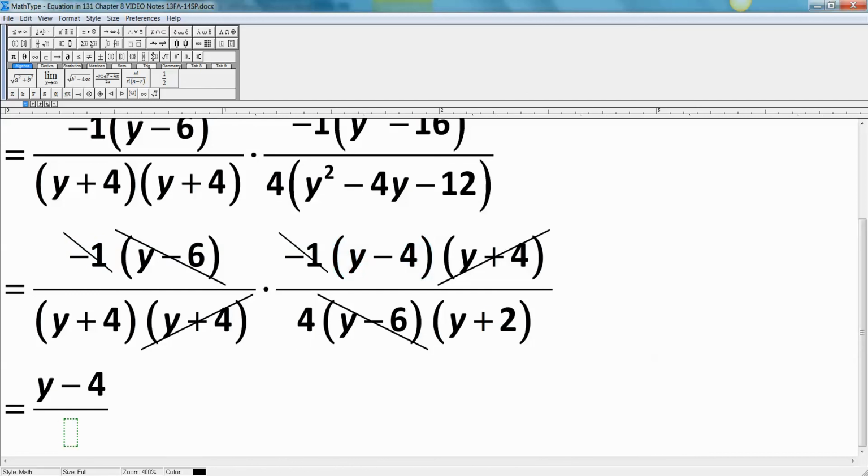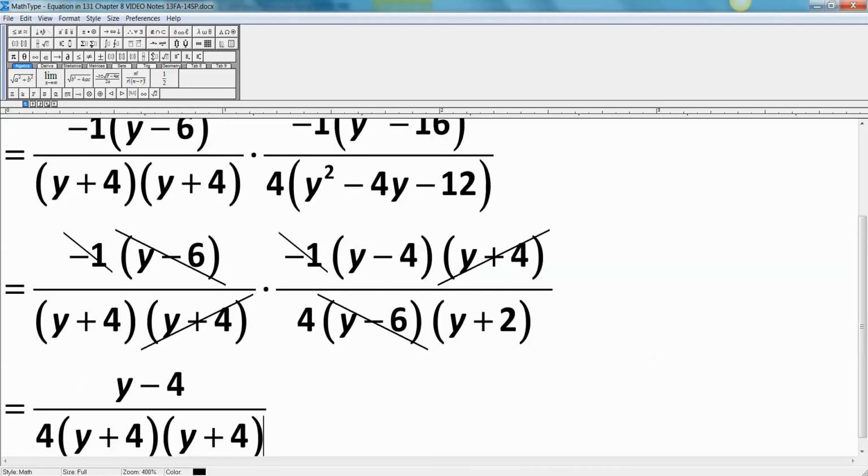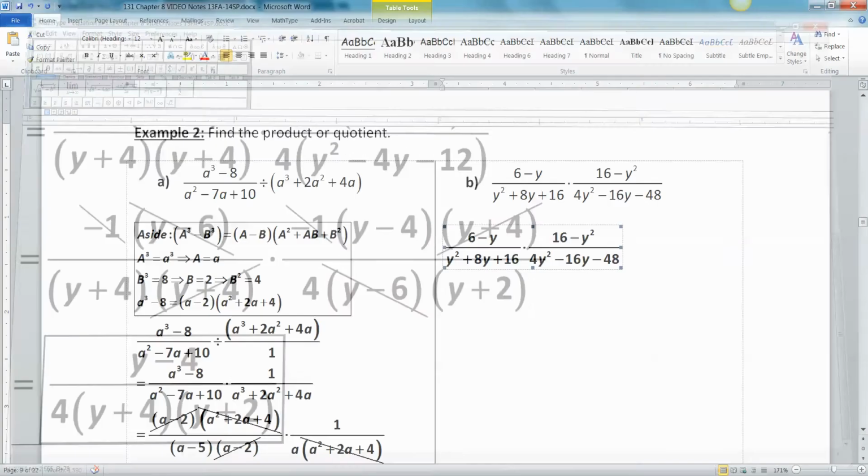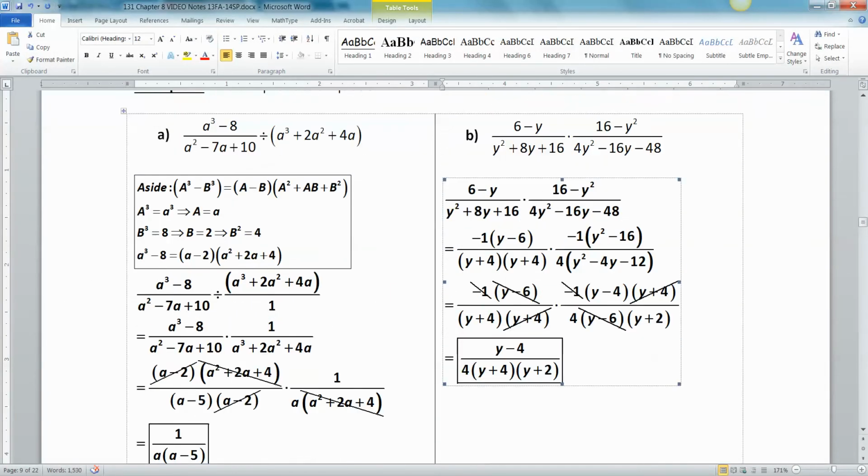Then I have a 4, a y plus 4, and a y plus 2. And now you're all finished. You can't divide away the 4s because this is inside a term. Remember, you can only divide when there's factors. And you can't do y minus 4 with y plus 4 because they're not the same. So you're finished right there.